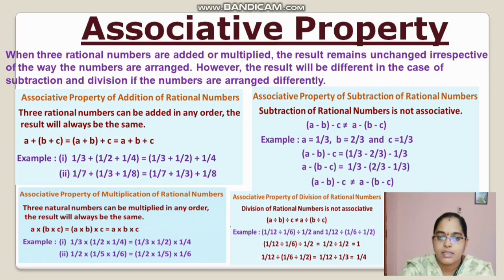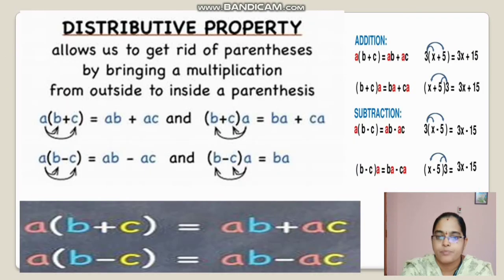Now see the next one, that is the distributive property. The name itself tells us distribution. What are we distributing here? We are distributing a number to the other numbers which are inside the brackets. See here, I have a, and I am distributing this a to b and c. While distributing, I get ab and ac, and the plus symbol inside remains the same. Like this the distributive property works.